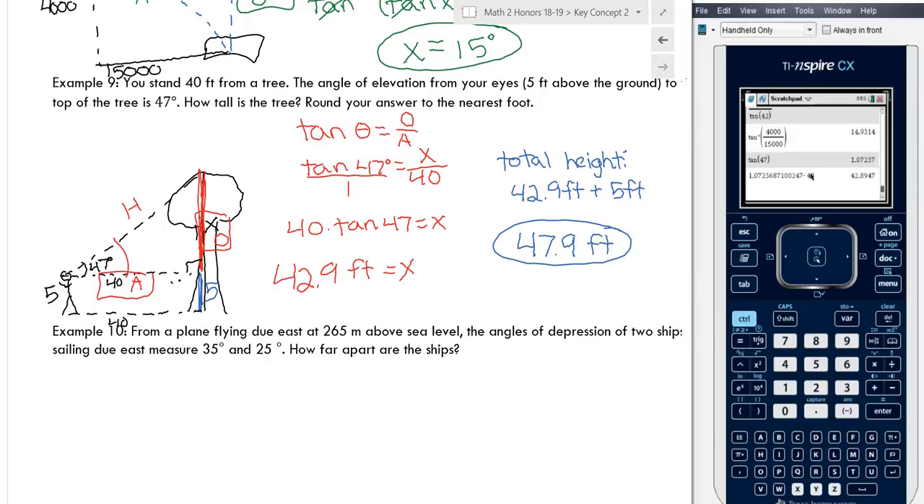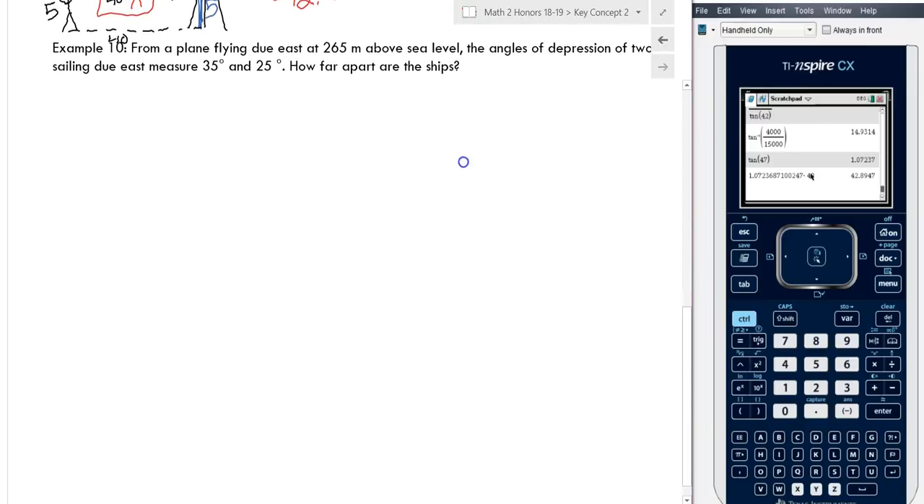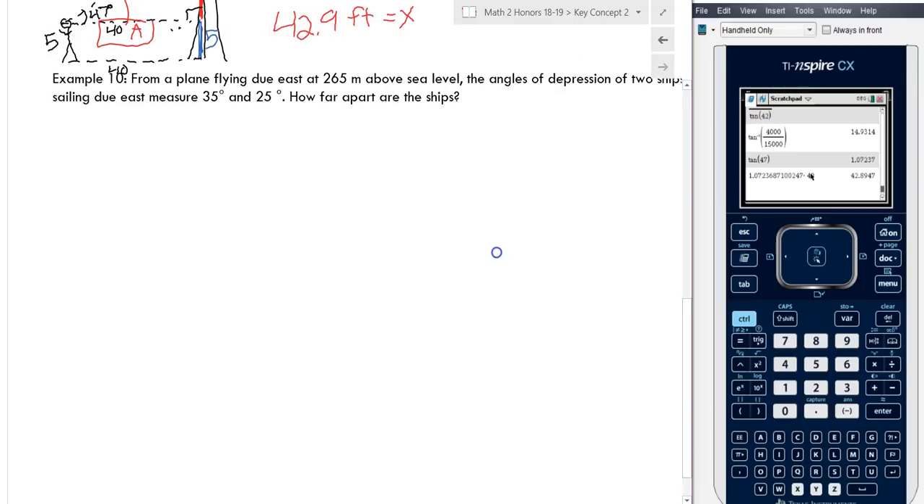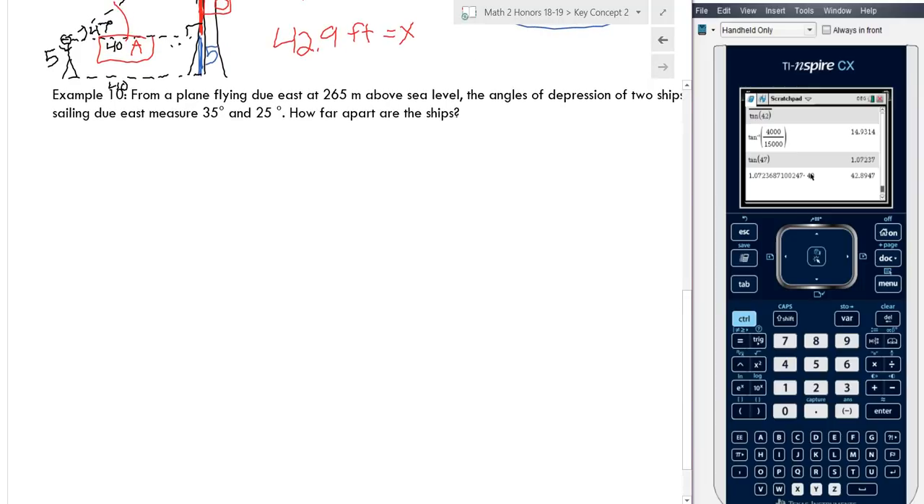All right, our last example we're going to look at here is number 10. From a plane flying due east at 265 meters above sea level, the angles of depression of two ships sailing due east measure 35 degrees and 25 degrees. How far apart are the ships? So let's start by drawing this.